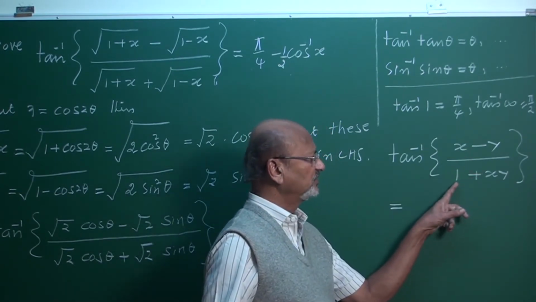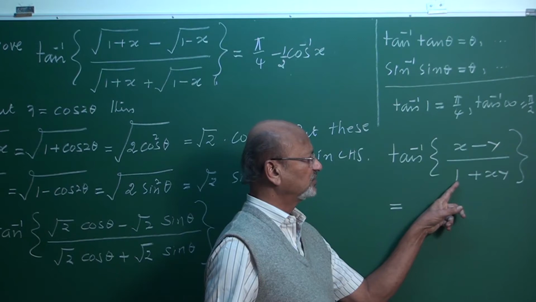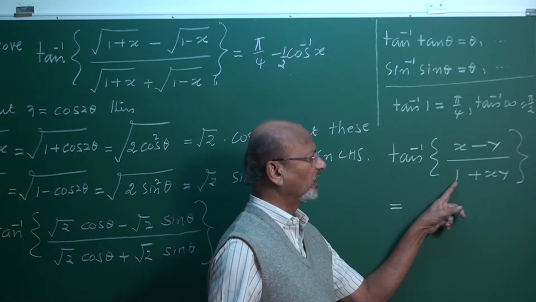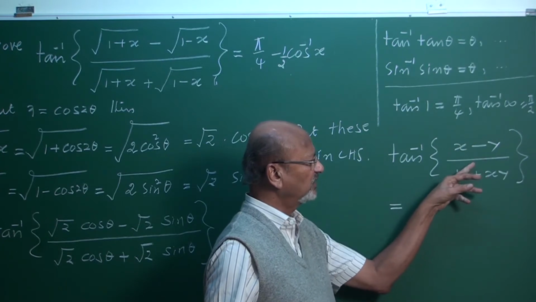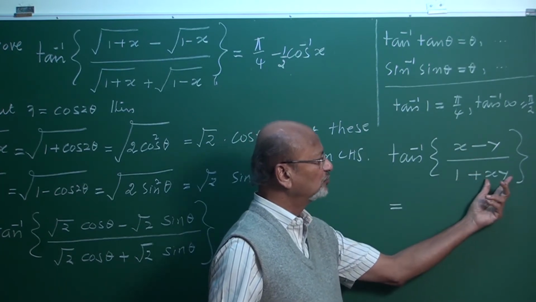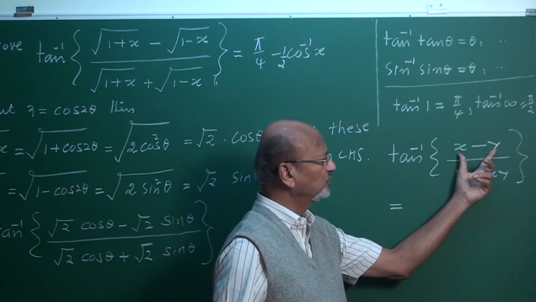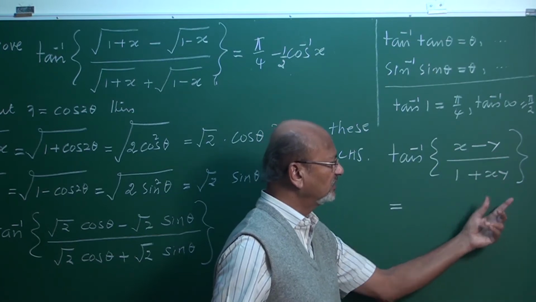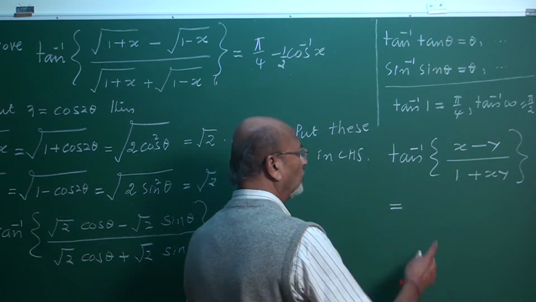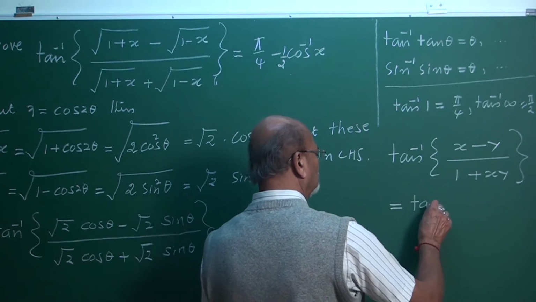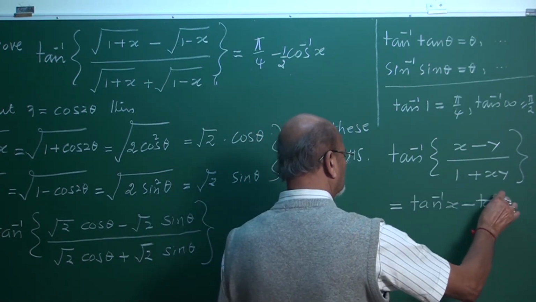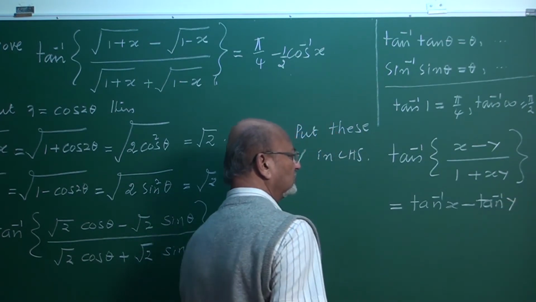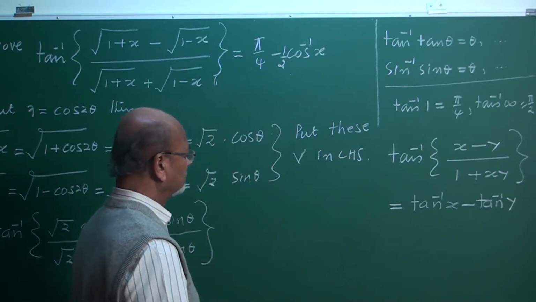What is your observation? This must be 1. If it is not 1, bring it to 1. Opposite signs, minus plus, otherwise plus minus. This should be the product of these two: x into y is xy. If it is so, I told you to write this as what? Tan inverse of the first minus tan inverse of the second.